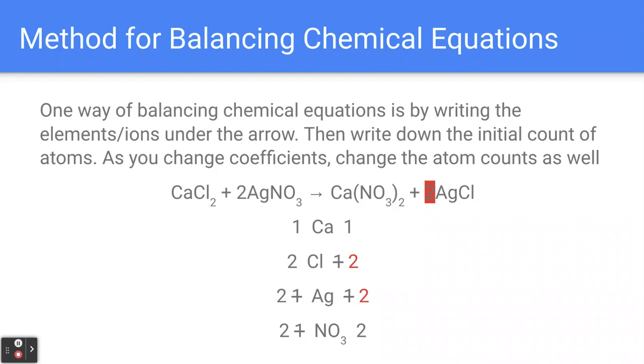So that's my advice for balancing these equations: make a list underneath and then change coefficients, and as you change them, also change the other items underneath that change. So here's my overall count there: 1 2 2 2 and 1 2 2 2. That's what we need to get to.